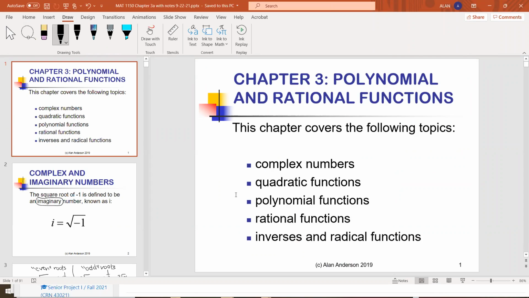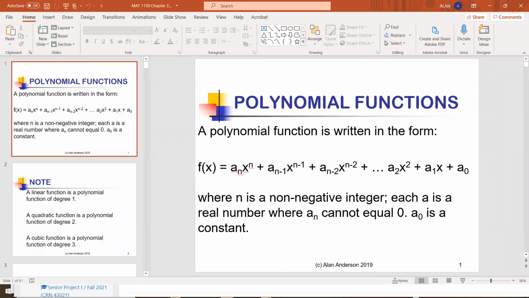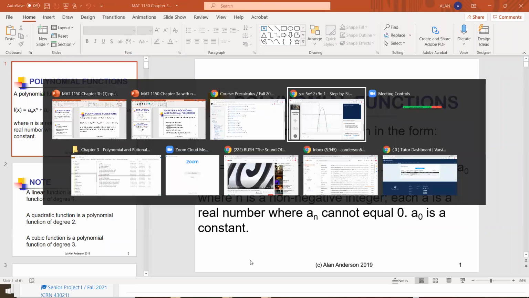So we'll go now to polynomial functions. The word polynomial means many numbers. That's really what it actually means. And sometimes, in fact, let's do this.